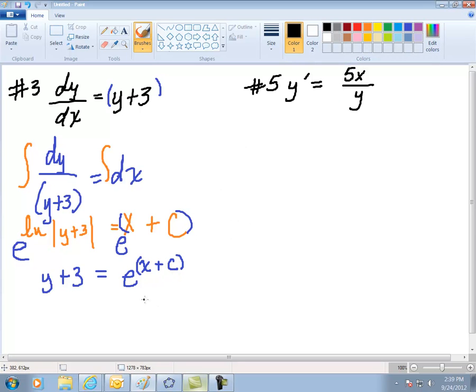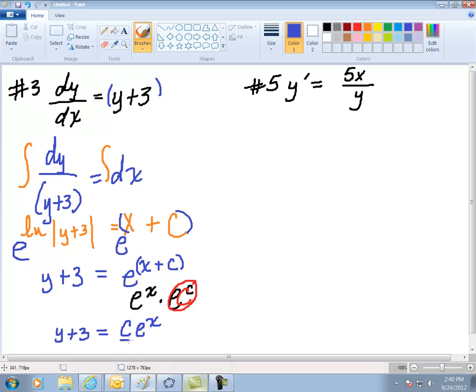It should be reviewed, but this e to the x plus c is equal to e to the x times e to the c. Remember, whenever we have like bases, when we multiply things with like bases, we add the exponents. And the reason I bring this up is because e to the c is just a constant. e to the c is just going to be another constant. So I can think of this e to the c as simply another c, okay? So now I can rewrite this to be y plus 3 is equal to c e to the x, okay?